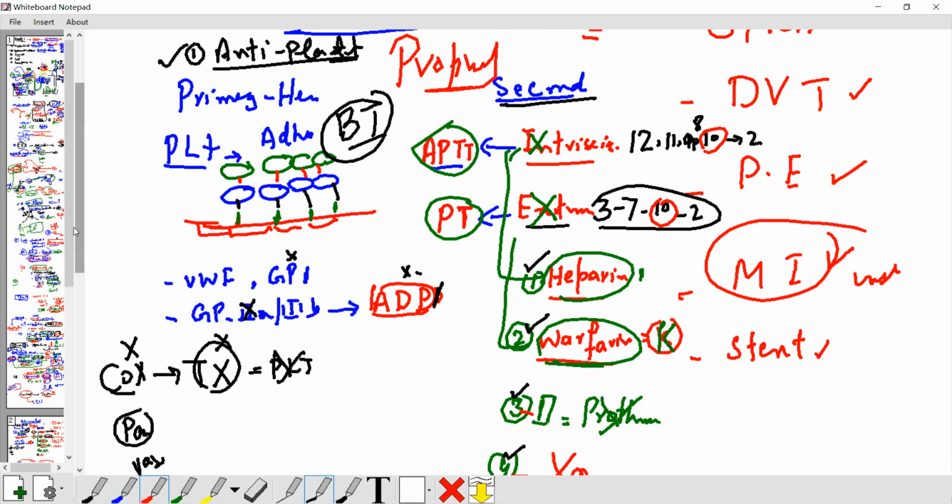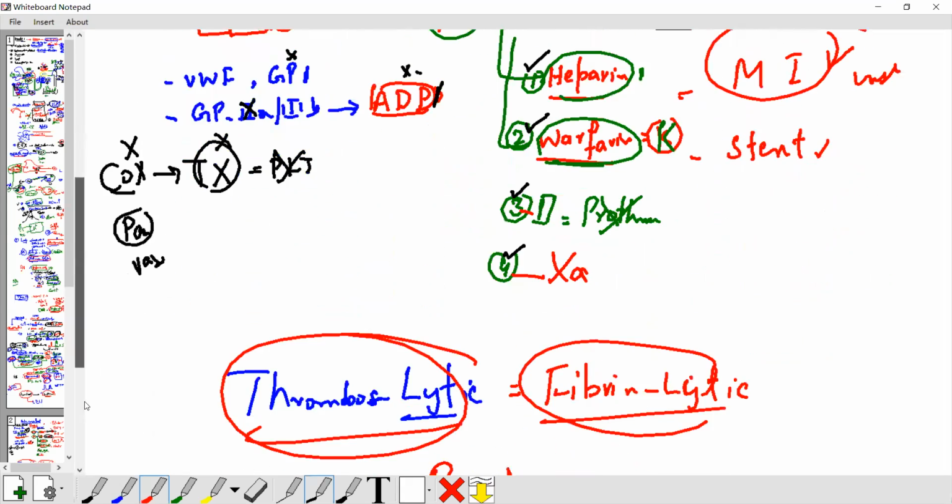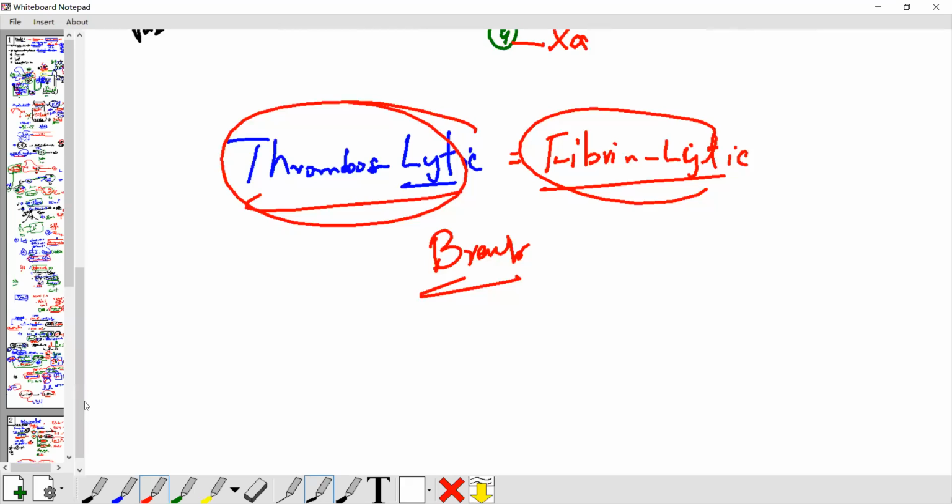What's the use of thrombolytics? Thrombolytics are used when the event is done, when the clot is formed. Yeah, it's time to break the clot. It's time to break the clot first. If a patient comes in emergency with MI, use thrombolytics. Understand? Use thrombolytics.